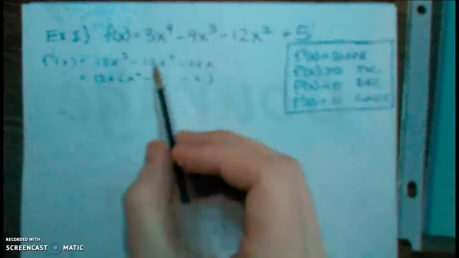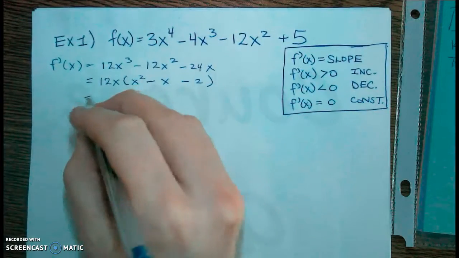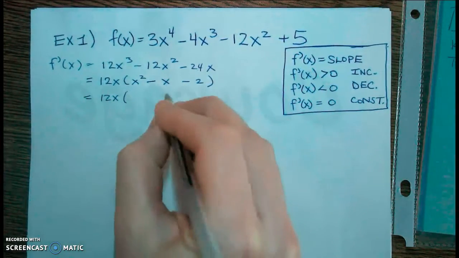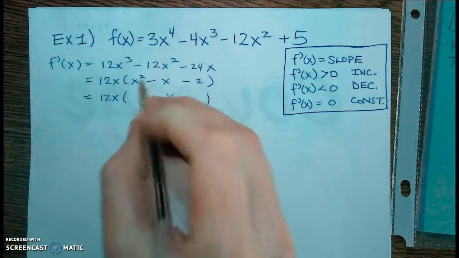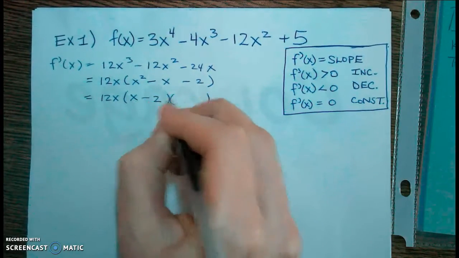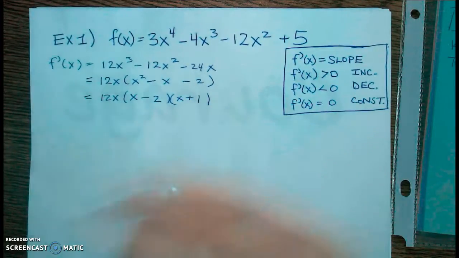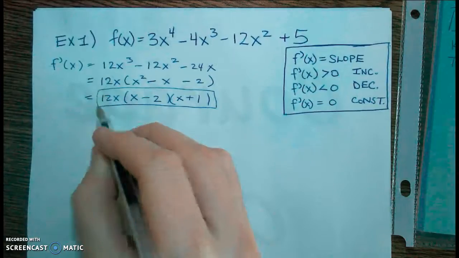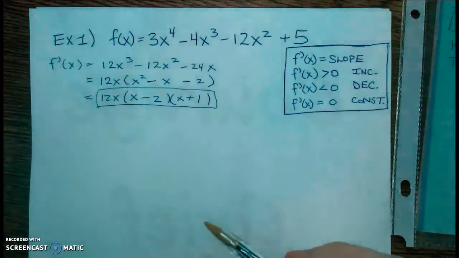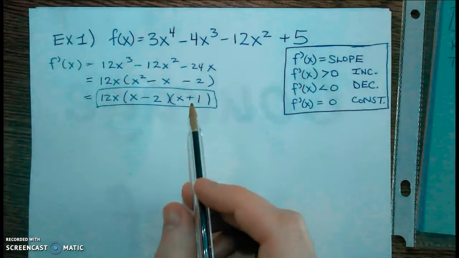Then we want to factor this trinomial. So we're looking for numbers that multiply to make -2, but add up to -1. So we've got x minus 2, x plus 1. And so this is my derivative in factored form. And what I like to do is make a table of values.